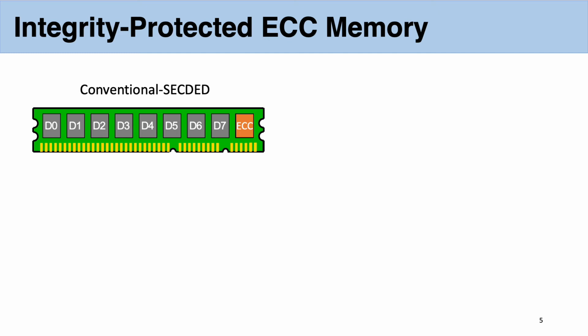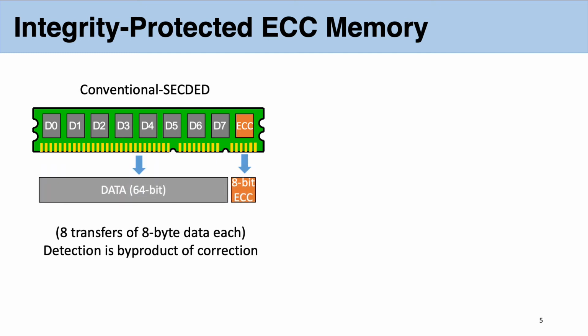Our first proposal is integrity-protected ECC memory. Conventional SECDED design is organized at an 8-byte granularity. For each bus transfer, we get 64 bits of data and 8 bits of ECC, where 7 bits are really required for single error correction and 1 bit is required for double error detection.